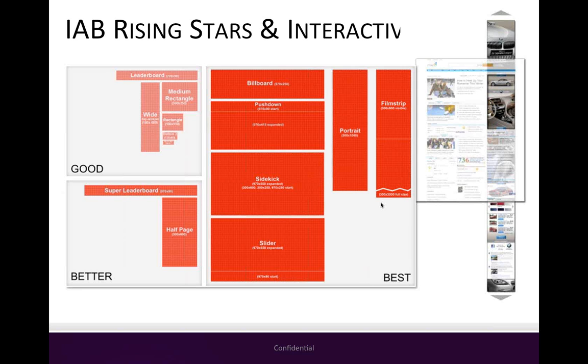The better area, they've got the super leaderboard. It's very similar to the push down ad we use, just slightly taller, but effectively the same. And then you've got the half page, which again can be used on your site. And then on the right you have the best. There is this new standard emerging called IAB Rising Stars. These are what fall into this best category. Now here's the thing. You have to create really good creative for these to be any good. And they need to be dynamic. They probably need to have video and animation and interactivity. They almost are mini websites within an advertisement.